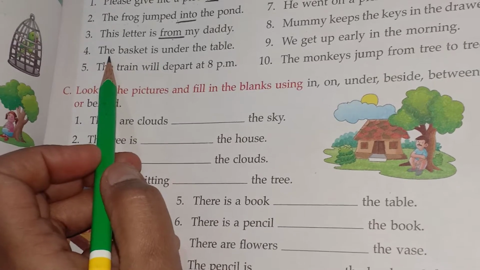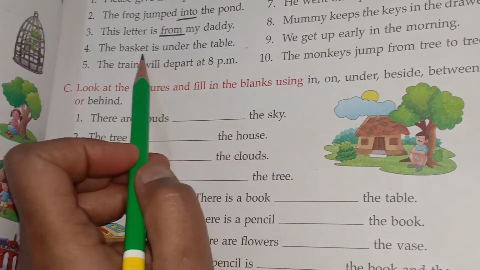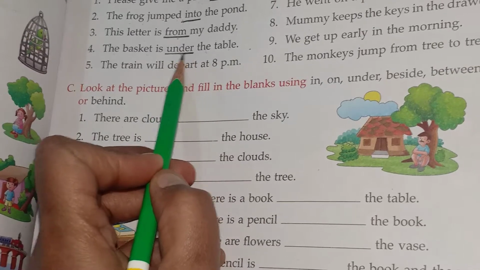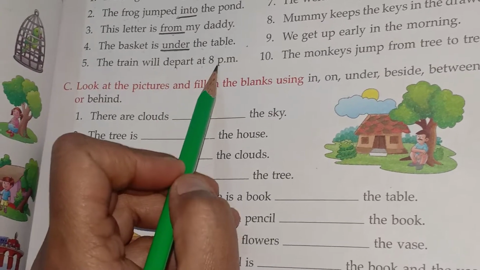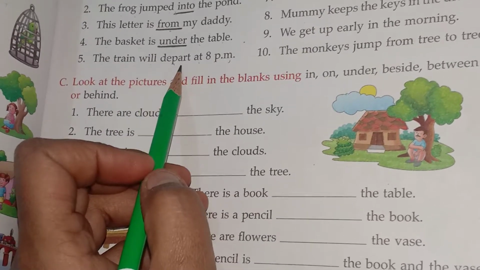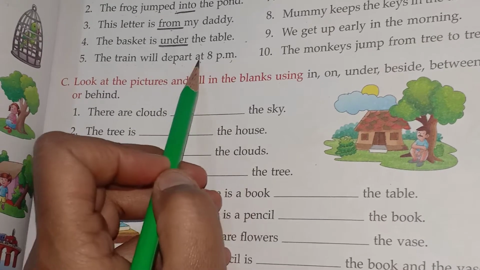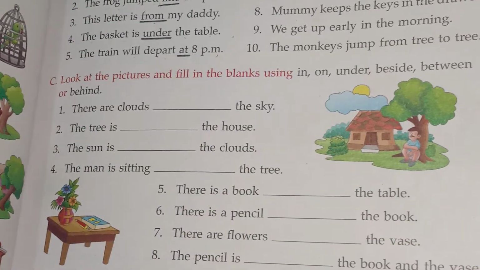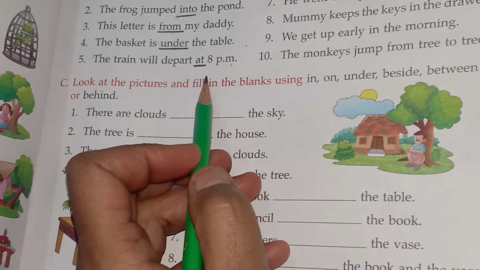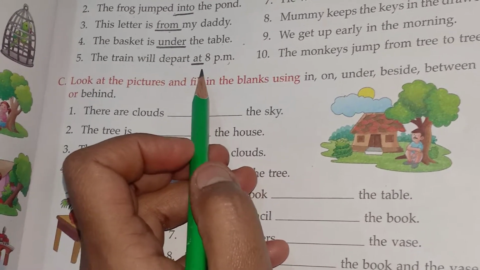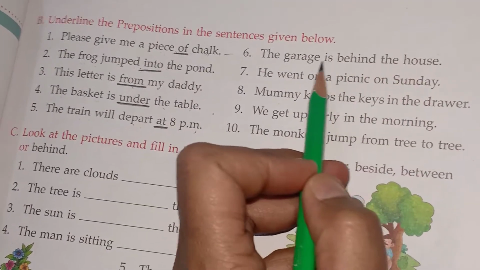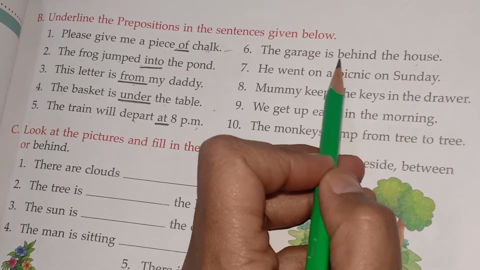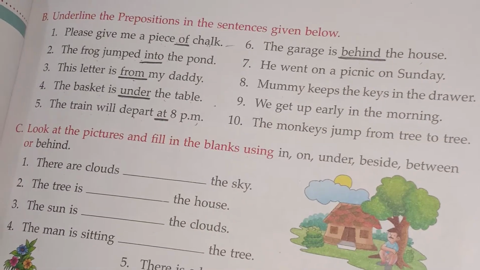Coming to the fourth sentence, the basket is under the table. Basket कहाँ पर है? Table के नीचे, under. So under is a preposition. The train will depart at 8 p.m. Now train कब depart करेगी, कब चलेगी? At 8 p.m., 8 बजे शाम को. Is that clear? So at will be your preposition which is telling you the time. Okay. Now coming to the sixth sentence, the garbage is behind the house. Garbage कहाँ है? House के पीछे, behind. So behind is our preposition.